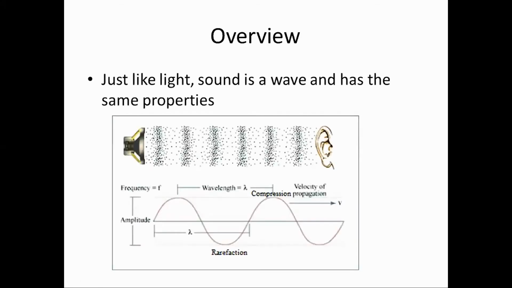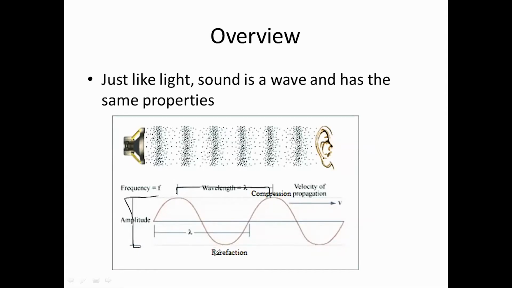So, in a general sense, just like light, sound is a wave and has very much the same properties as any wave, as a light wave, as a sine wave, cosine wave, right? It has an amplitude. It has a wavelength from here to here. It has a frequency f, which is how many wavelengths per second, or per time period.